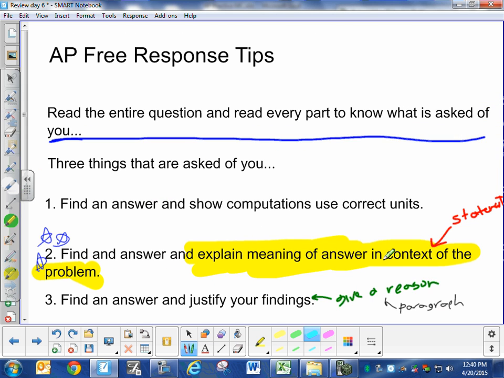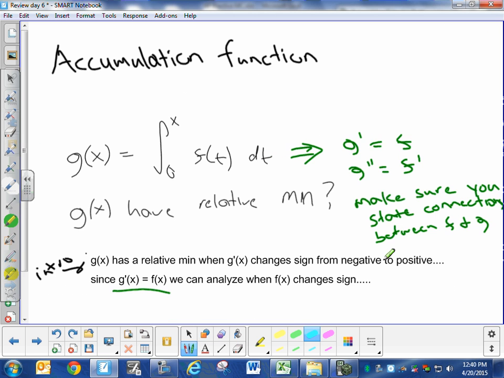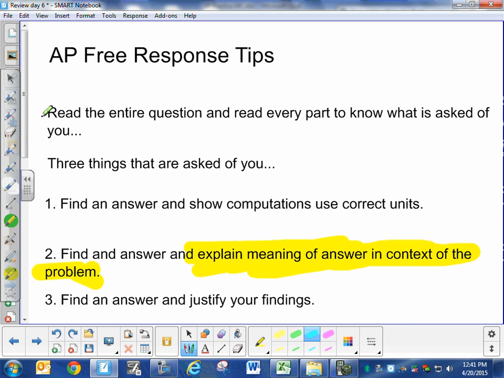Let's do it. AP free response tips. First things first, the questions aren't going to appear like you see in your packet. They're not going to be all 4 parts all at once. They're going to be split up like the intro, the first part, half a page for your work and your response. Then the second part, half a page. The third part, half a page. The fourth part, half a page. So make sure you read every single part, know what's being asked of you before you start answering certain parts.